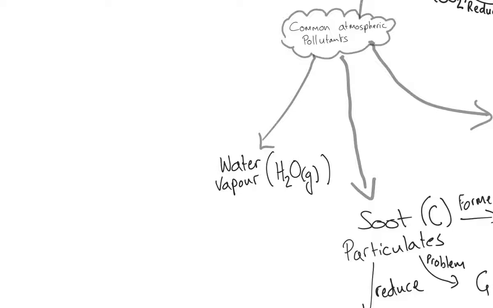So many fuels contain carbon, and most fuels also contain hydrogen. So that hydrogen, the H, when it reacts with the oxygen, forms water vapour on combustion. So how is it formed? It's formed during combustion of hydrocarbon fuels.